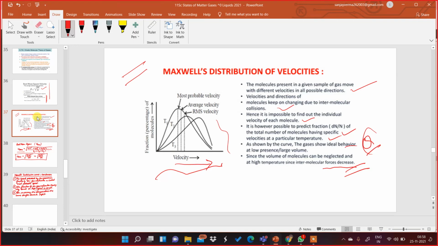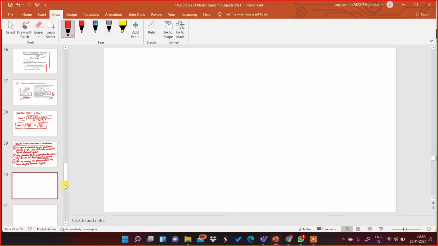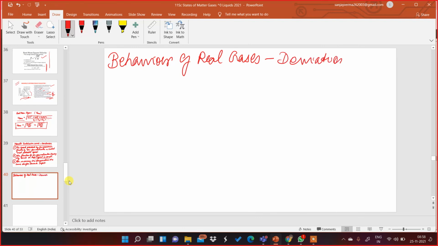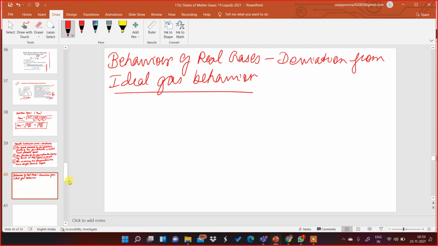Now, behavior of real gases. We'll come to the next topic now, which is called behavior of real gases, deviation from ideal gas behavior. Now let me write it down. Behavior of real gases, deviation from ideal gas behavior. So this is one important topic.